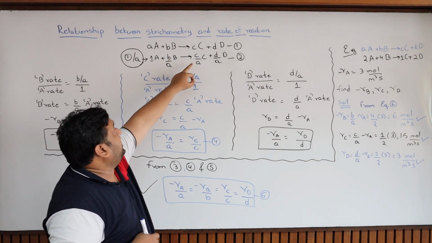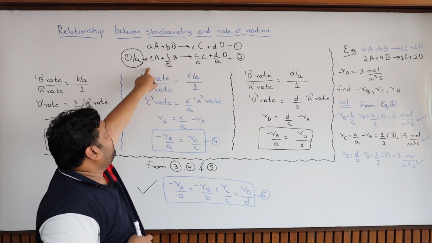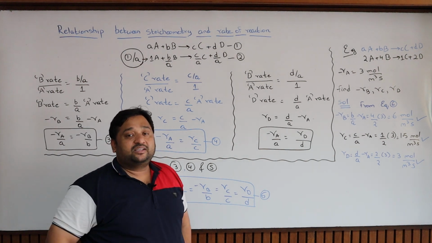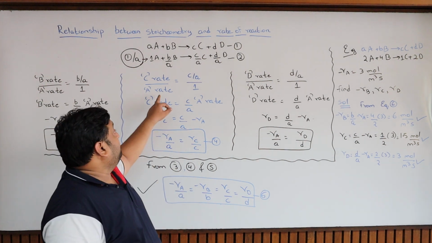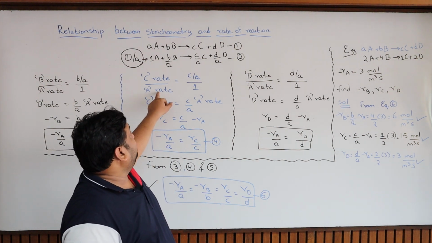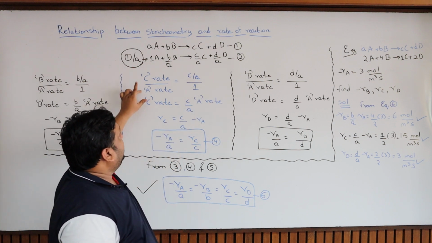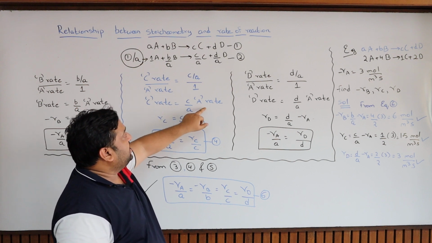Okay, C rate divided by A rate is C by A divided by 1, because for every 1 mole of A, C by A moles of C will form. That means the speed of C compared to A is C by A times A. So C rate by A rate equals C by A by 1, and C rate equals C by A times A rate.